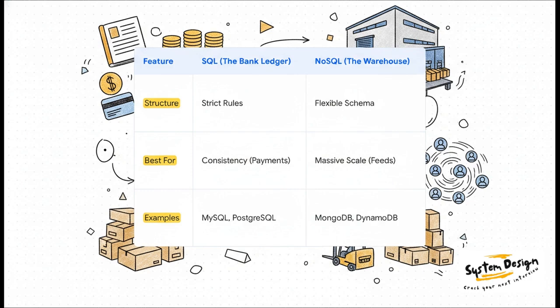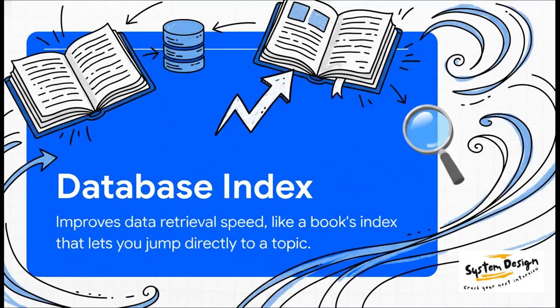NoSQL databases, on the other hand, are more like a massive warehouse. You can just dump boxes of all shapes and sizes in there. They're incredibly flexible and built to handle insane amounts of data, which makes them perfect for stuff like social media feeds.